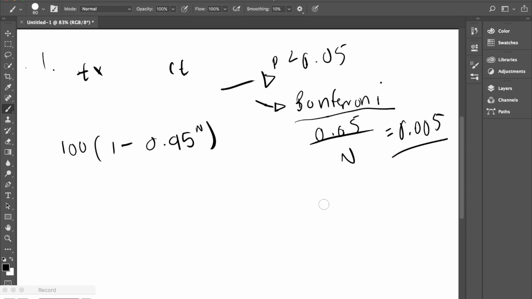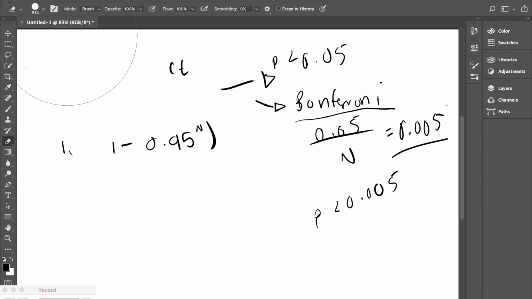Now, in order for us to detect any statistical significance, our p-value now has to be less than 0.005 in order to declare statistical significance. This is a very, very conservative method. There are other methods available that are less conservative. Okay, so that has to do with multiple independent comparisons also.